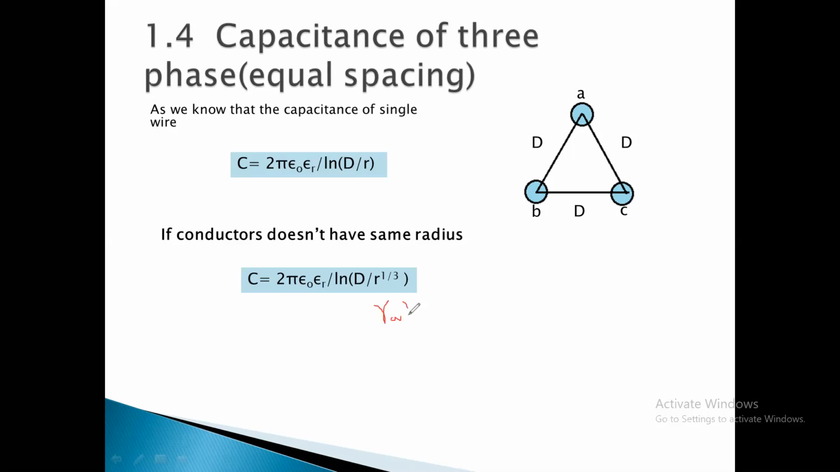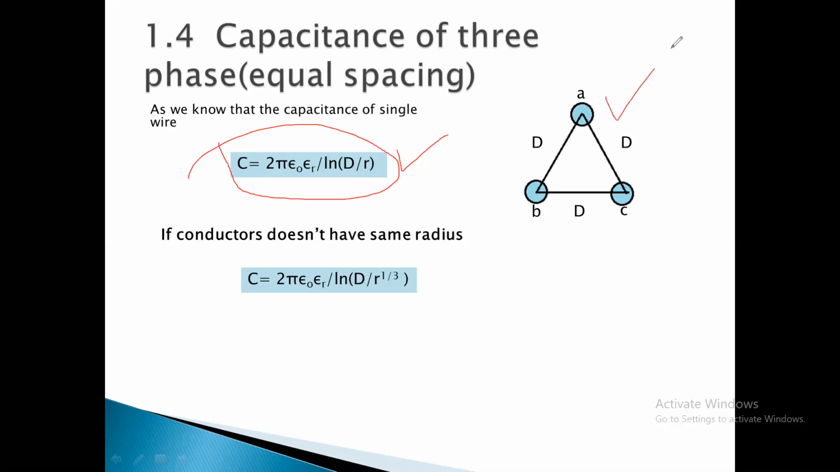RA, RB, and RC into 1 divided by 3. But normally, in case of three-phase equal spacing, in problems you will always get the equal radius. So you must remember this formula. This is important. This formula is for equal spacing.